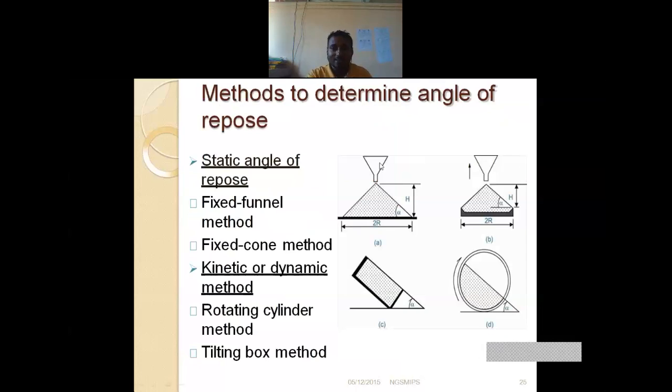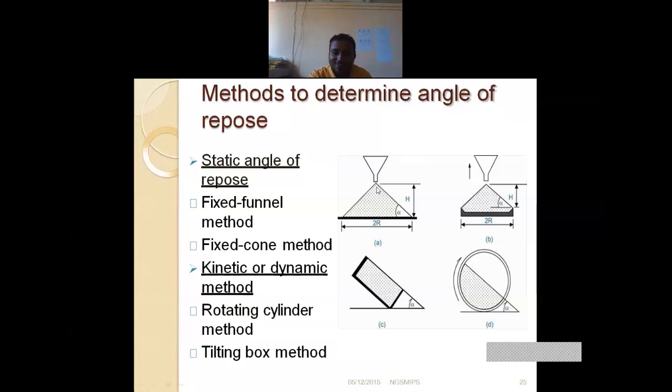Here you can see the diagram. Have you seen the diagram here? Students, have you seen the diagram? This one is a funnel. From the funnel, we put the drugs here. It will fall down and make this pile. Have you seen the triangle here? See diagram A.